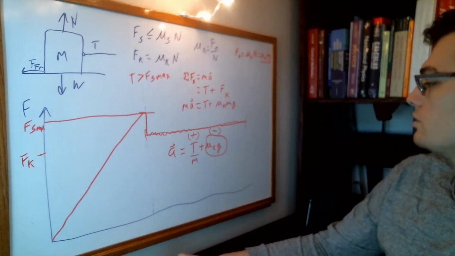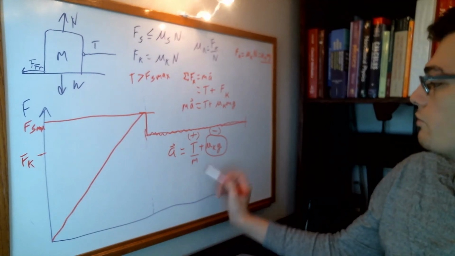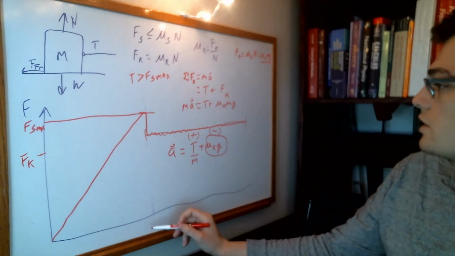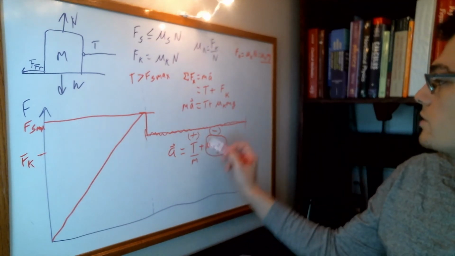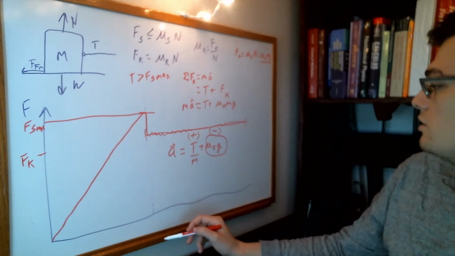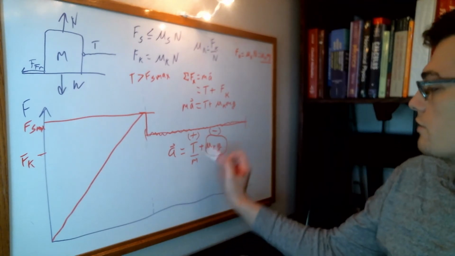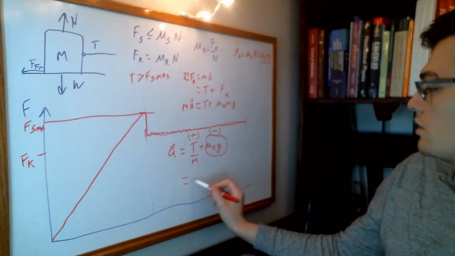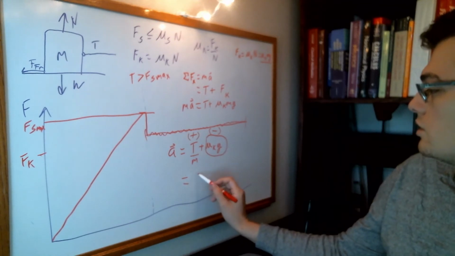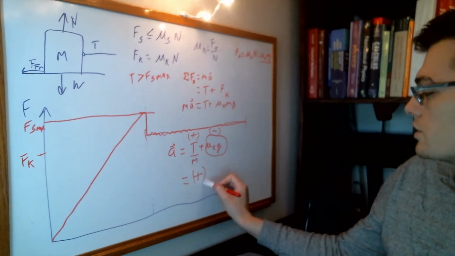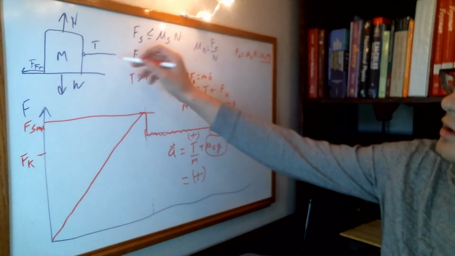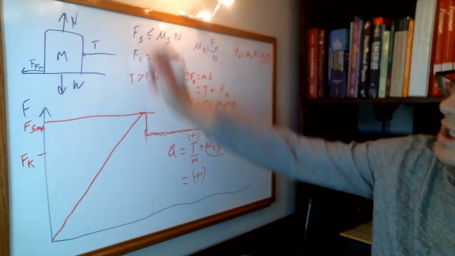And one thing that we know is that T was greater than Fs max, and Fs max was going to be greater than Fk. So we know this magnitude of T over m is going to be greater than mu of k g, and so we know that this overall answer is going to be positive. And so this box will move in the direction of T.